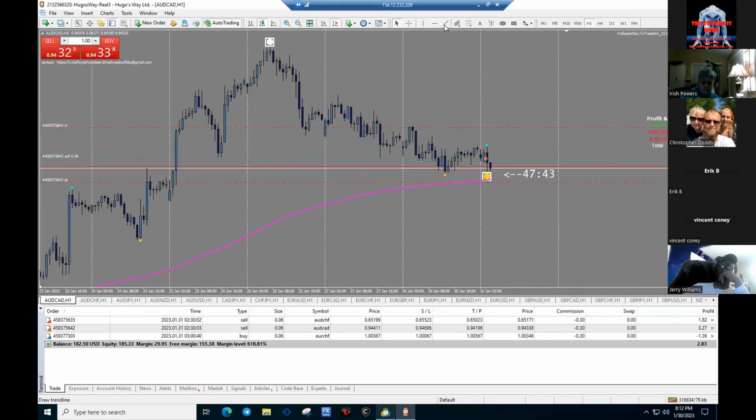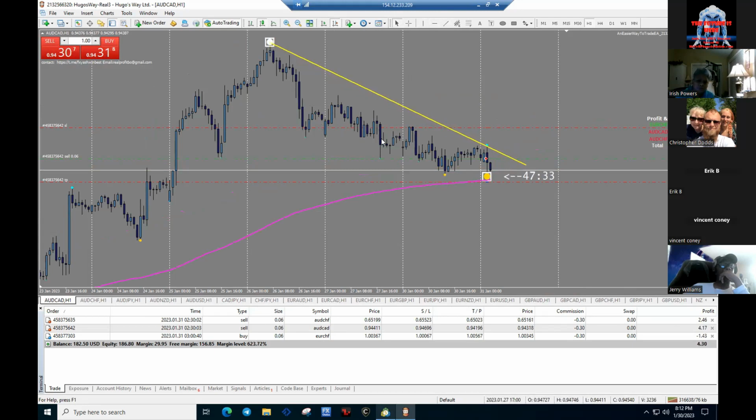It's that simple. Like right here, this is a sale. Guess what? Is it trending down? Yes, it is. You keep it. It's creating lower lows, lower highs. You see how simple that is?